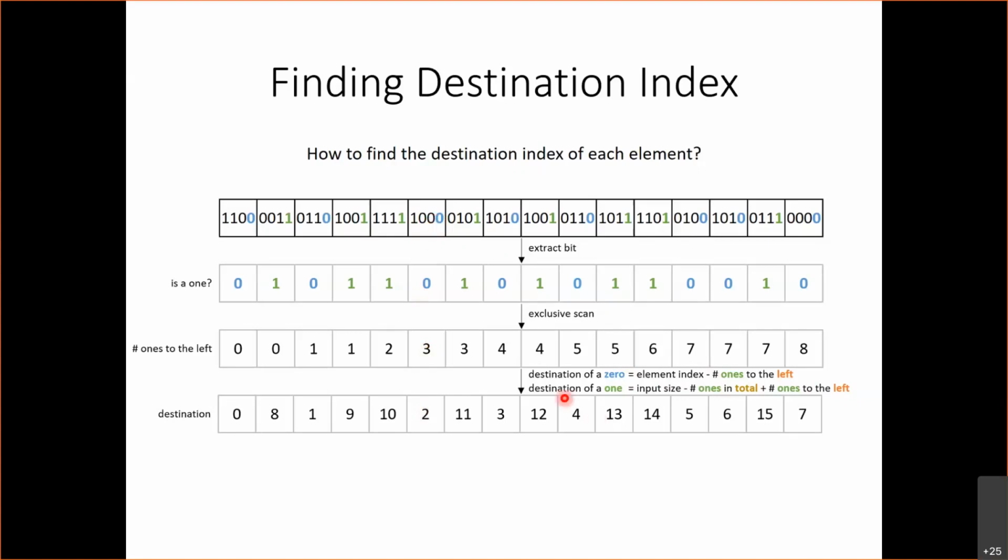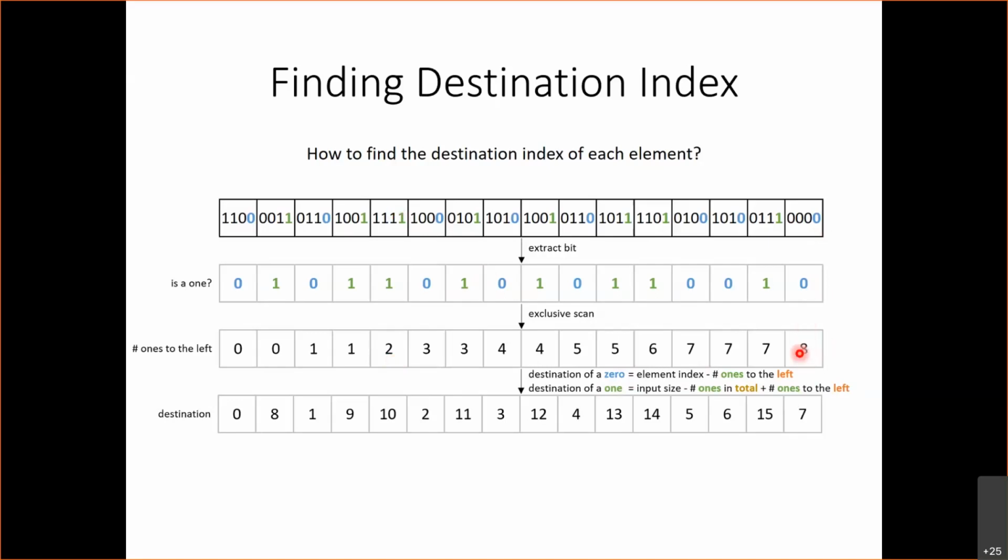As for the ones, the destination of a one is going to be the input size minus the total number of ones plus the number of ones to the left. So for example, this element over here, we know that this element has two ones to the left, one, two, and we also got that from the exclusive scan. My total input size is 16 in this case, and the total number of ones in the whole array is 8, right? I got that from the end result of the exclusive scan.